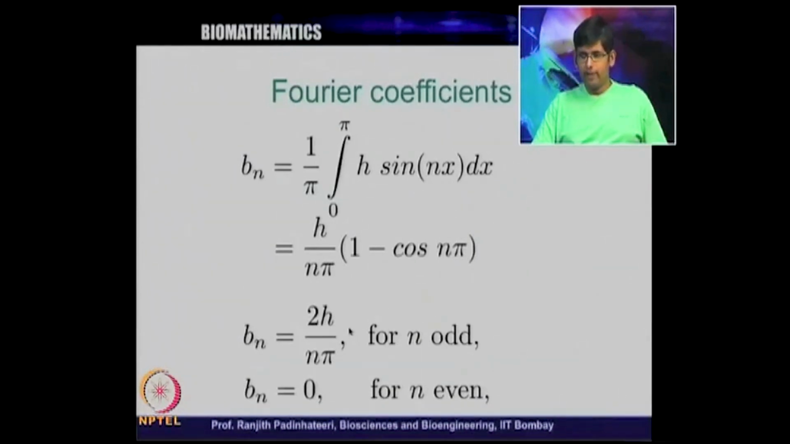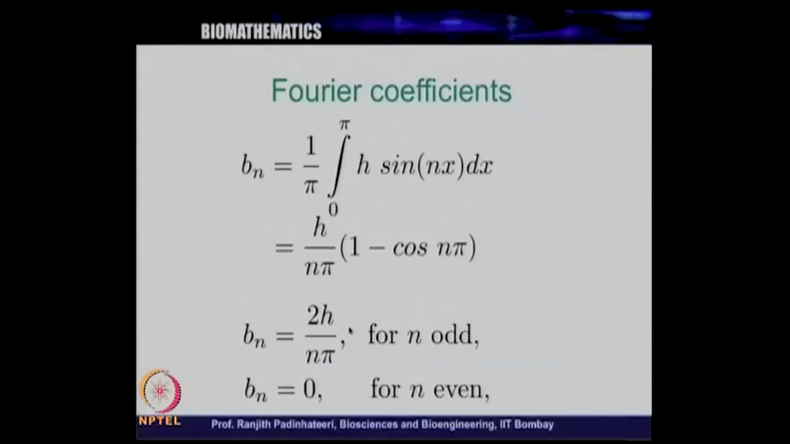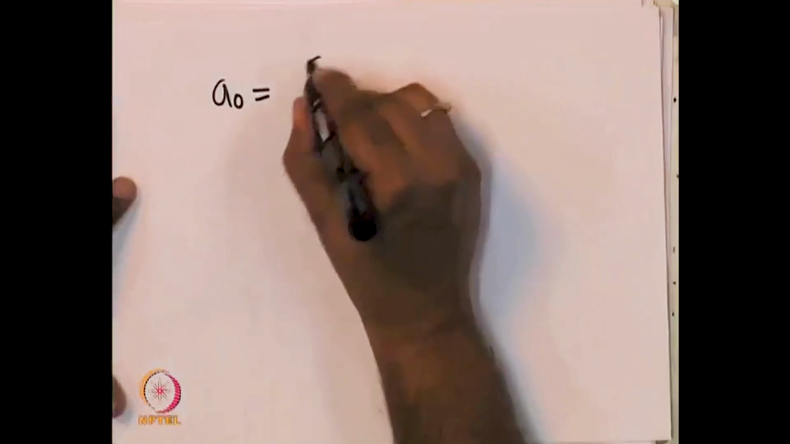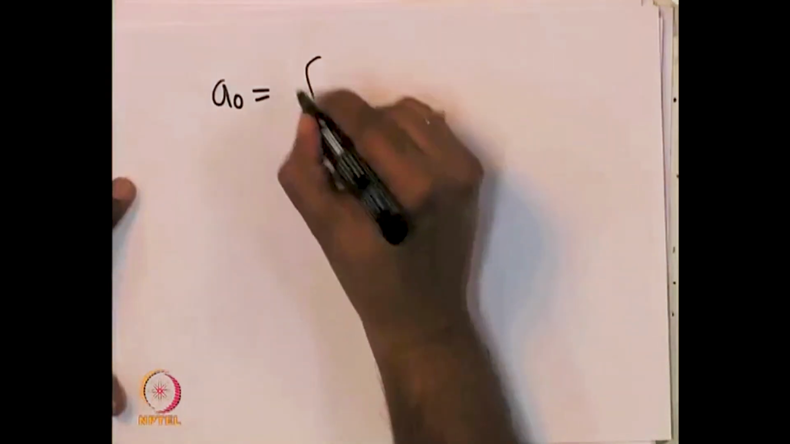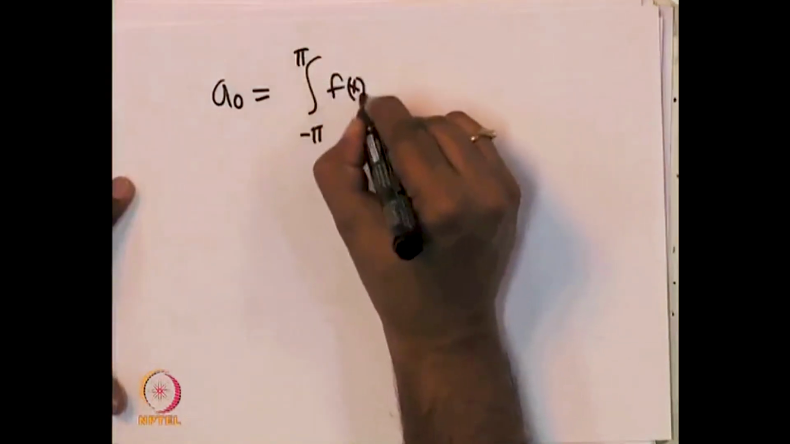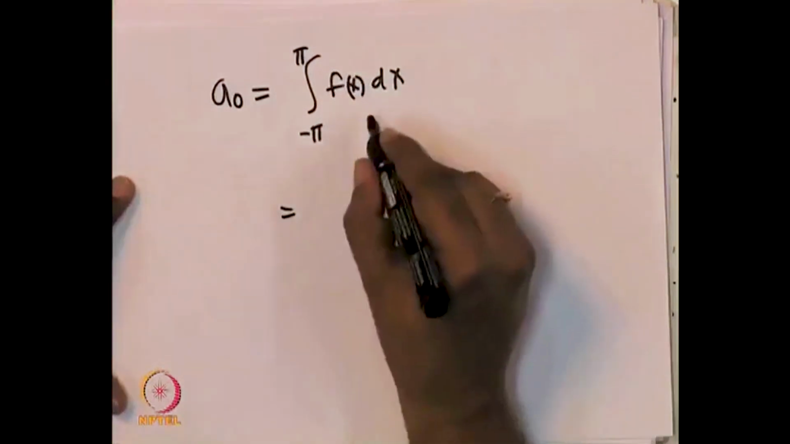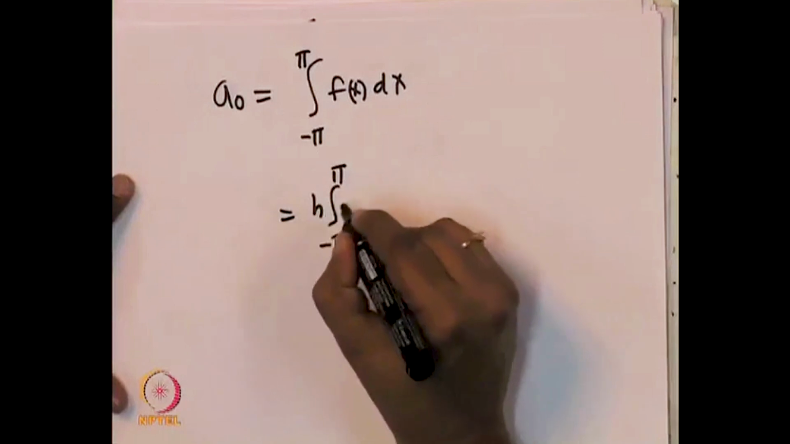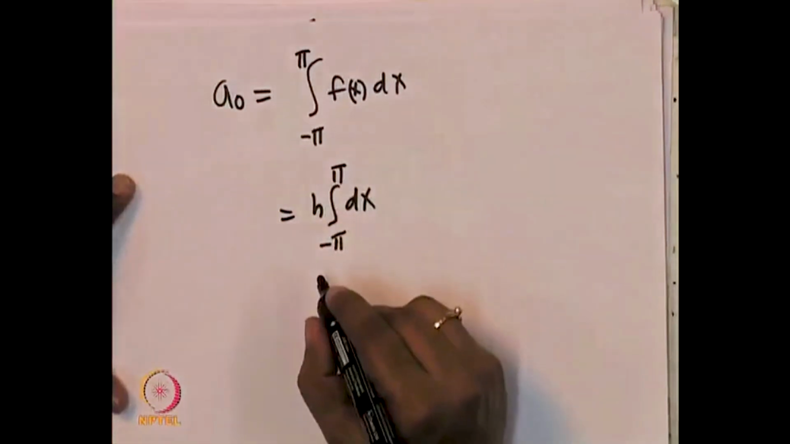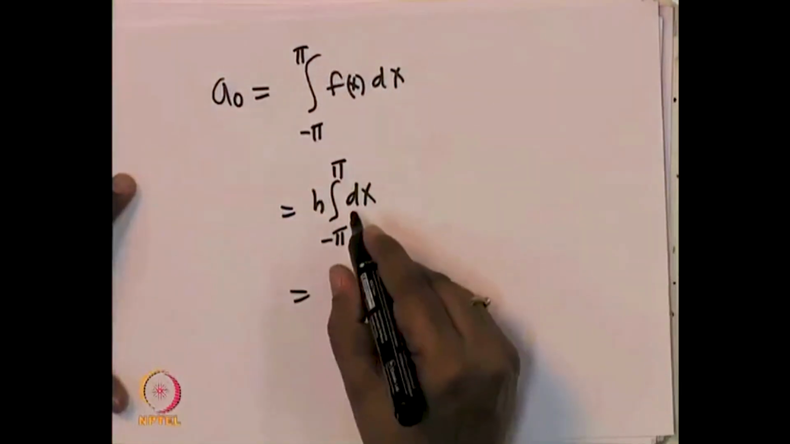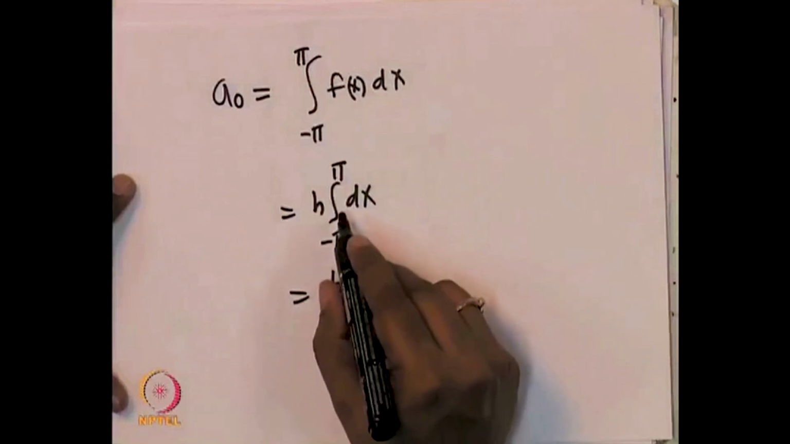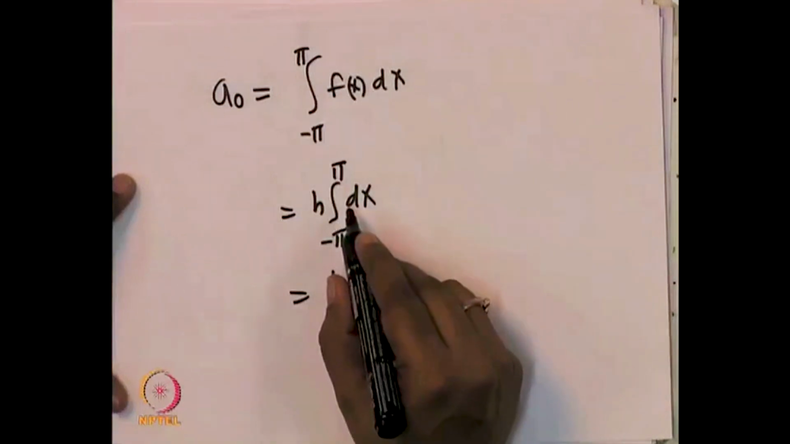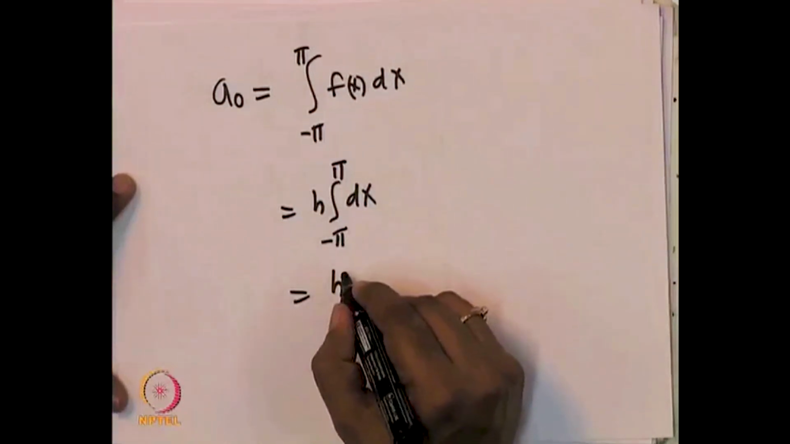Now, what do we want? We want a 0. What is a 0? a 0 is just 1 over pi times the integral from minus pi to pi of f of x dx. So f of x is a constant, in this case it is h. So this is simple: the integral of dx is x, and this is h into pi minus minus pi, which is 2 pi.